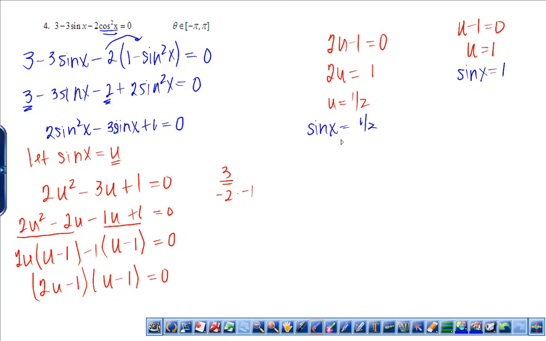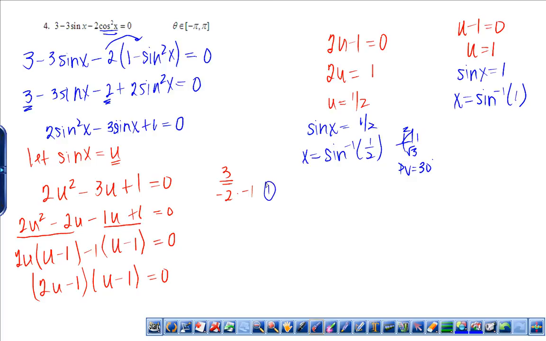I did all the hard work. Now I'm going to get my general solutions. So my general solutions, I'm going to move my sine over. So this is arcsine of 1/2, and this is x equals arcsine of 1. Now to get your general solutions, I need to draw my triangle. So this would be 1 over 2, and this is root 3. So my principal value here is going to be 30 degrees.